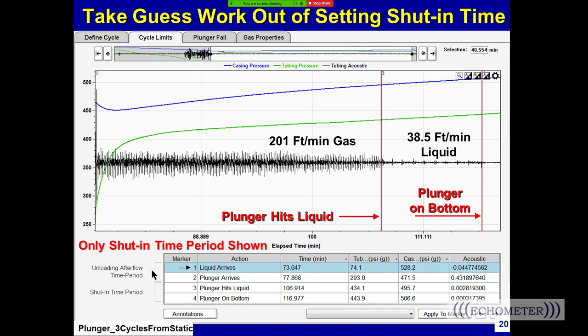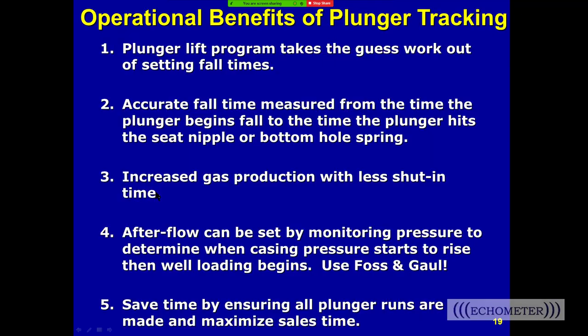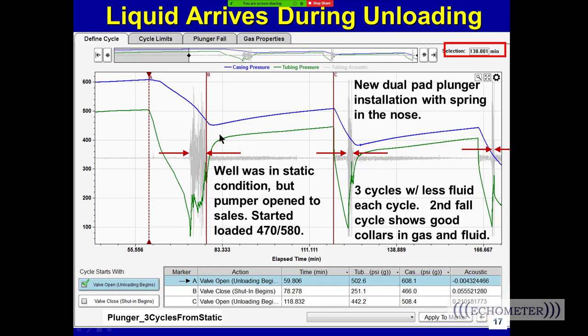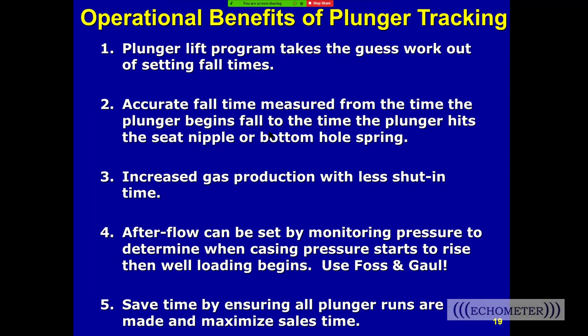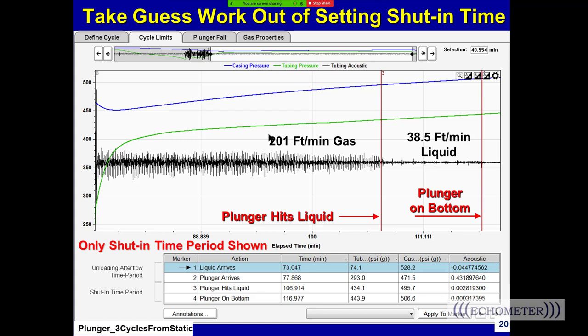Now, this is the example of the second cycle that we saw. Let me go back just for a second. If we're looking right here where the well is shut in, this is what we're looking at. This data is acquired at 30 samples a second, and it's 130 minutes of elapsed time. So I'm going to zoom in and look at this piece from this time to that time for more detail. And so that's what this slide shows right here.